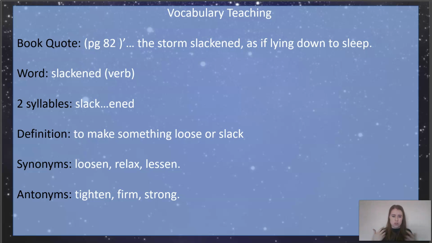When that storm slackens, it's almost like the storm backs off. When it says it's lying down to sleep, it's almost like it's resting. So it's no longer fighting and aggravating the sky. It's calming down in a way. So the word slacken is going to pop up in our work today as well.